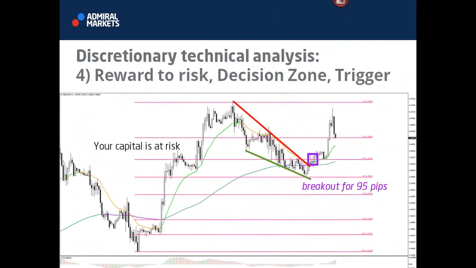For instance, my decision zone could be the 50 fib, and a bullish candle or a candlestick pattern at the 50 fib could be the trigger. And what is the reward to risk if I take an entry there with the stop loss below the bottom and a target at the previous top? So, if that looks good, then that could be a trade for me.